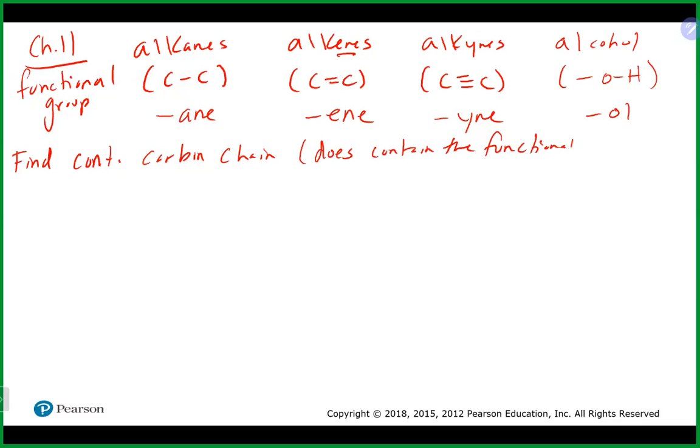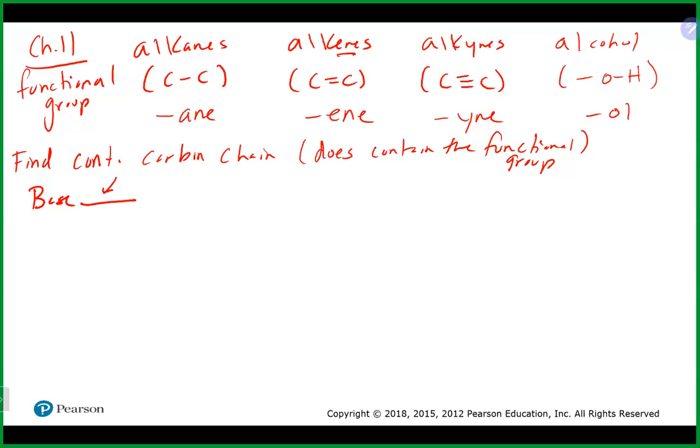So if you have a double bond in there, you can't count around the double bond. It's got to be part of the longest carbon chain. Same thing with a triple bond and so forth. Once you have that, that will give you the base of the name. You will change the ending depending on what functional group you're dealing with.